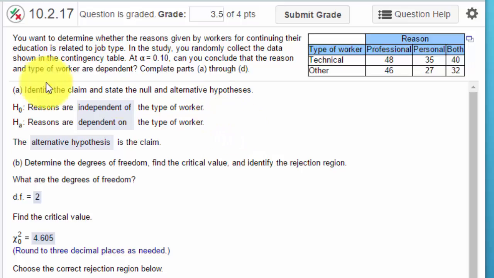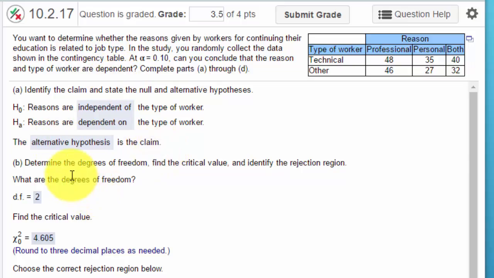Let's go through this, and just to review, we had to state the null. The null is always that there is independence, that the two factors are not related, and the alternative is that the factors are related or they are dependent. And in this case, they ask us, can you conclude that the reason and type of worker are dependent? I would say yes, the claim is asking, are they dependent? So the alternative is the claim.